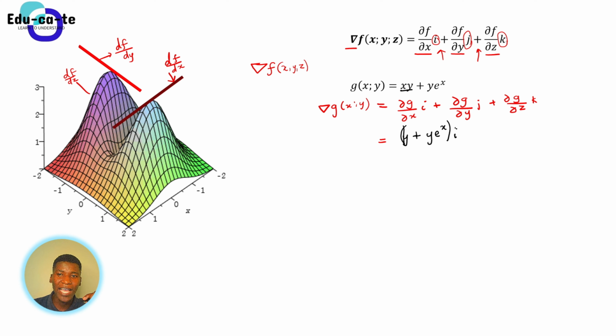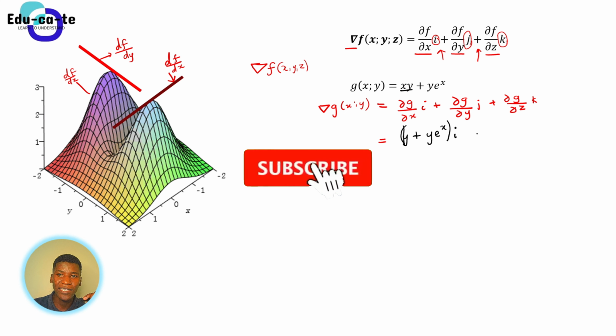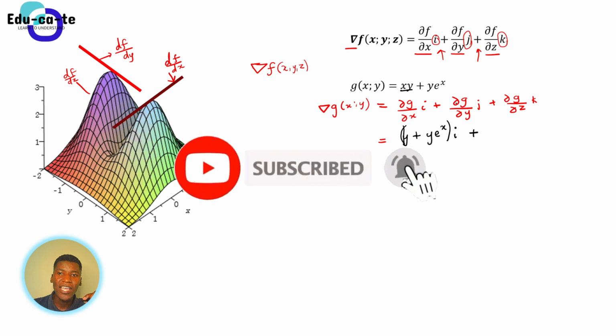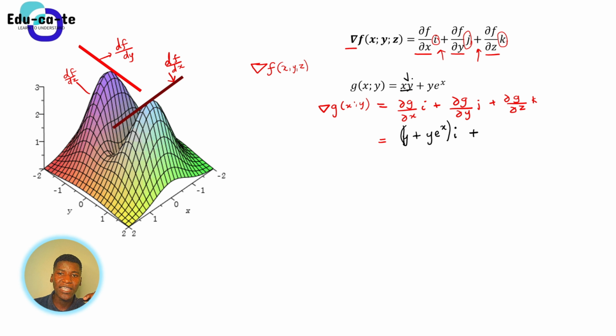And then you're going to write i to say that this is the partial derivative in terms of x. Plus, you do the partial derivative in terms of y. This function here is xy. So if you do the partial derivative, you remain with x. You remain with x. And then plus e to the power of x. So this is the partial derivative with respect to y. So you're going to put a j next to it.